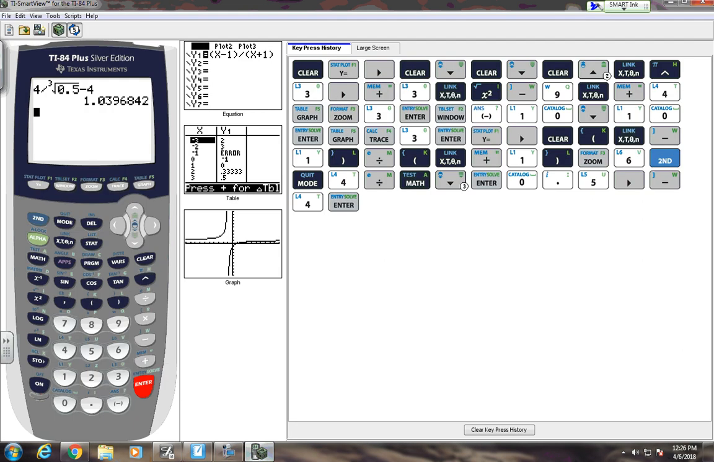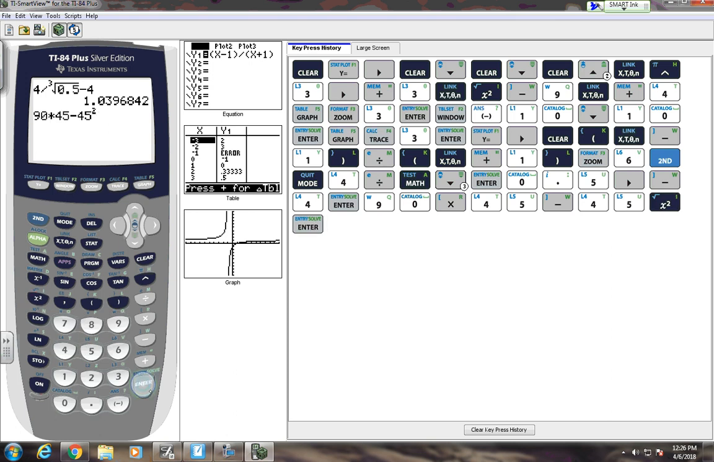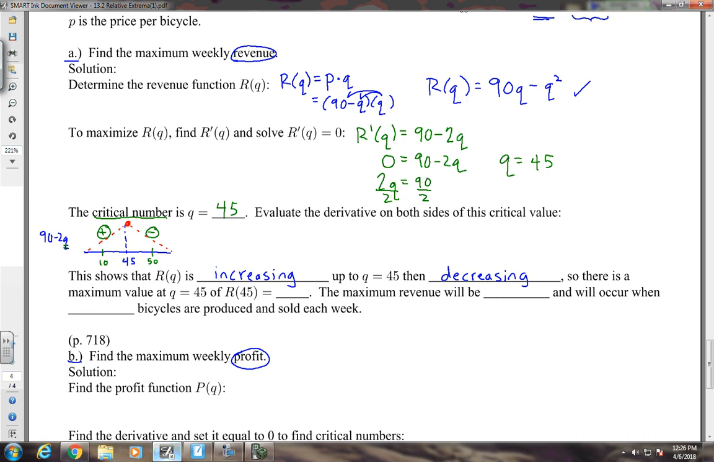How about we do that with our calculator? So we would have revenue function 90 times Q, which is 45, minus 45 squared. Looks like our maximum revenue is $2,025. So maximum revenue, since it's dollars, I'm going to write the dollar sign there, 2025. So the maximum revenue will be $2,025 and will occur when we make 45 bicycles.